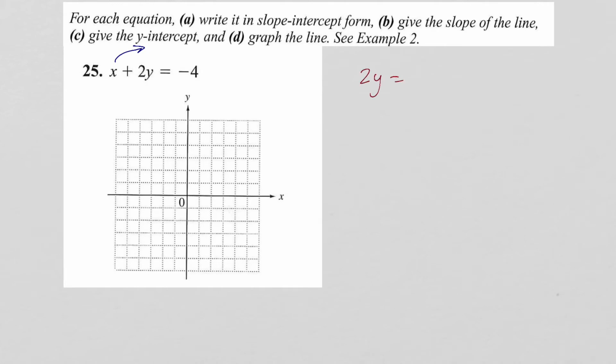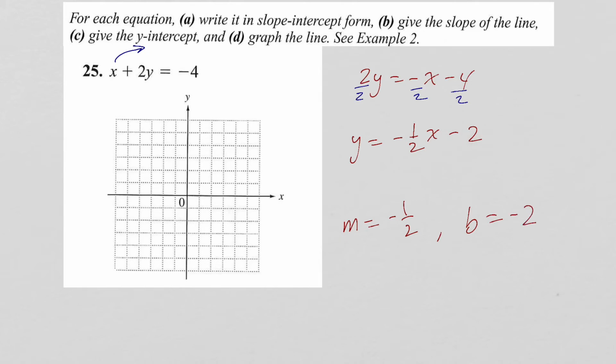Okay, for number 25, we'll put in the slope-intercept form by moving that over, and we're going to get 2y is equal to a negative x, and that's a minus 4. And then we'll divide everything by 2, and we're going to get y is equal to, now this is like a negative 1, so we're going to have a negative 1/2, and we put the x separately. And then 4 divided by 2 is 2, so we have a minus 2. So our m is the number in front of the x. That's a negative 1/2. And our b is equal to this number right here. That's a negative 2.